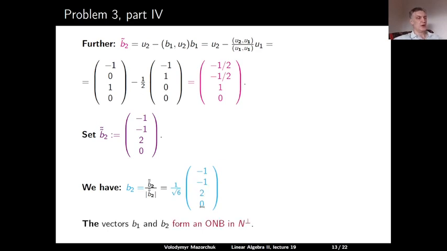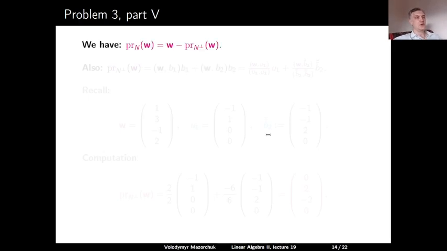So the vectors b1 and b2 form an orthonormal basis in the orthogonal complement to n. So now we can compute the orthogonal projection of w on n. We know that this is equal to w minus the orthogonal projection of w on n orthogonal complement. And this latter orthogonal projection is easy to compute because we now have an ONB in an orthogonal complement.